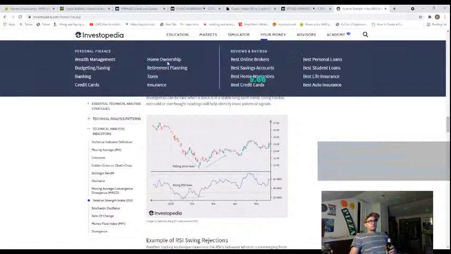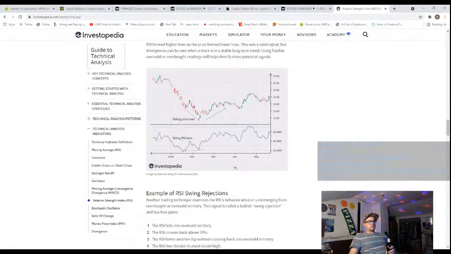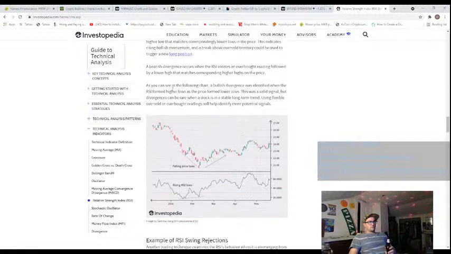A bearish divergence occurs when the RSI creates an overbought reading followed by a lower high that matches the corresponding higher highs on price. So it shows that right here on the chart. Rising RSI lows with falling price. And what happened? It reversed to the upside. Bullish divergence right here. See?